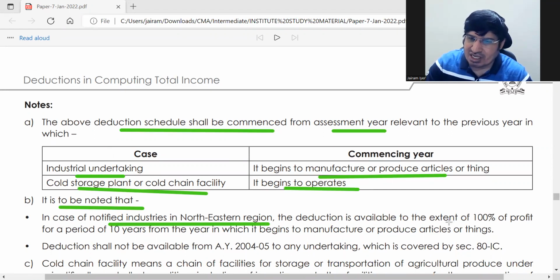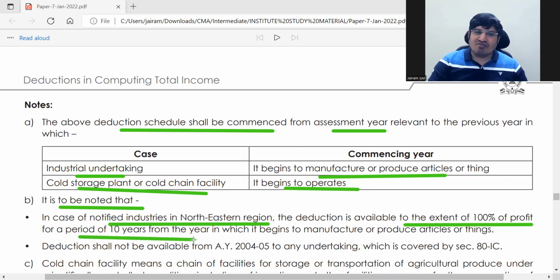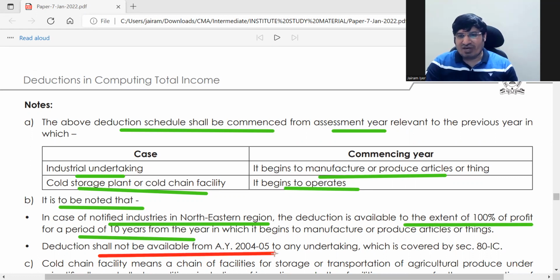ठीक है, deduction is available 100% of profit for 10 years. ठीक है, for certain notified industries in northeast. ठीक है, okay. And इसका जो deduction है, ये वाला, this is not very important. Reason being, deduction is not available from AY 2004-5. ठीक है, so even if someone would have claimed before that, now I don't think there will be anyone who will be claiming deduction under this 80IC. ठीक है, it only has historical significance. Okay, बस इतना ही है.